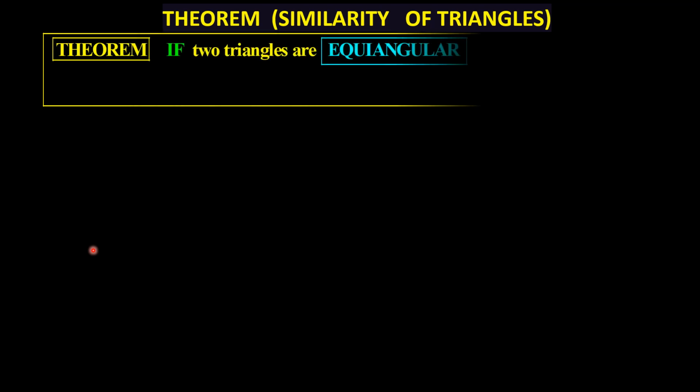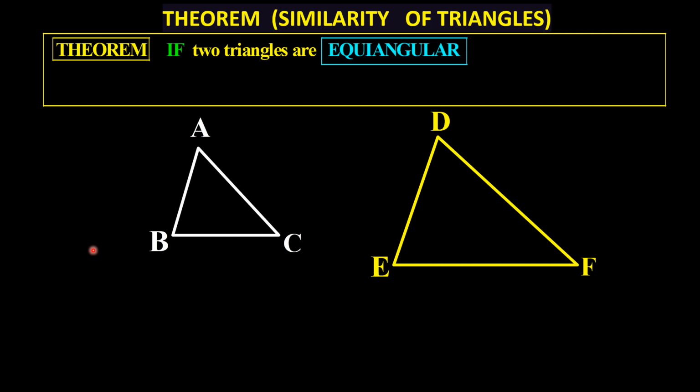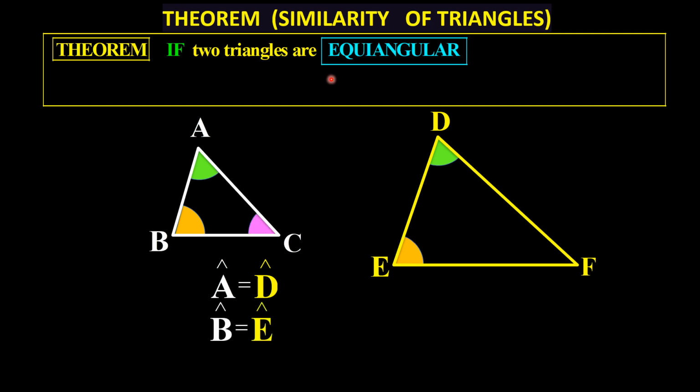So if 2 triangles, we first of all need 2 triangles. Here's a triangle ABC and there's another triangle DEF. These 2 triangles need to be equiangular. What do we mean by equiangular? For example, this means that angle A will be equal to angle D, and angle B will be equal to angle E, and angle C equal to angle F. That is what we mean by equiangular, that the angles of the one triangle are exactly the same size as the angles in the other triangle.